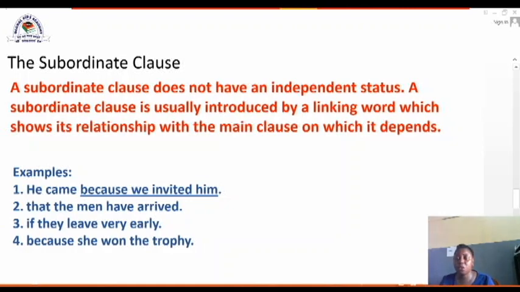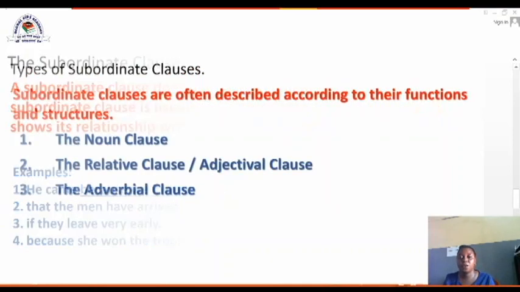What do we mean by that? It does not express a complete thought on its own. We need the other part of the sentence, he came, to give us a clear understanding of what because we invited him means. Now, number 2 does not have the first part, which is the independent clause. It only has a dependent clause. Now, that the men have arrived. I expect you to feel that in yourself. That the men have arrived is a subordinate clause. If they leave very early because she won the trophy. These are examples of subordinate clauses.